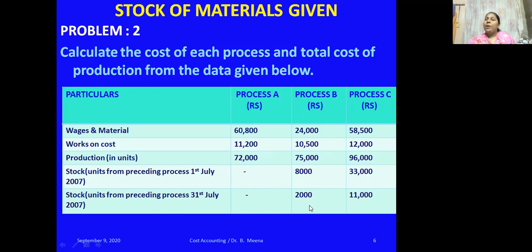So whatever rate was applicable for the previous process, that same rate will be applicable for the current process for the opening stock as well as the closing stock, because it's given very clearly: units from preceding process. So units from preceding process means whatever rate I showed in the previous process, that rate only I can apply, whether it is opening stock or closing stock. That is a specialty of the problem I want to highlight.